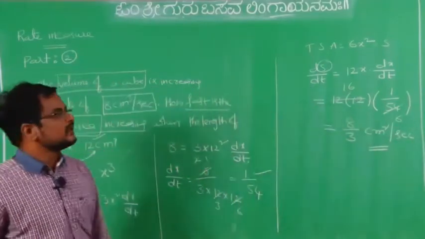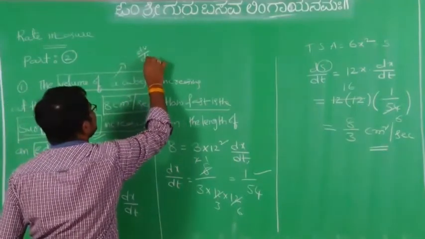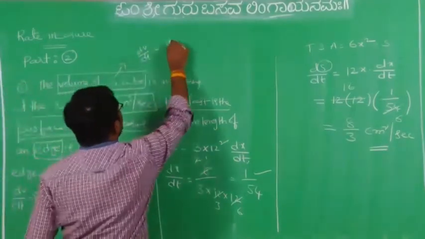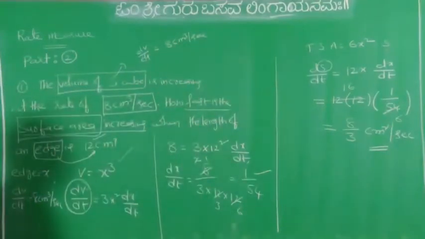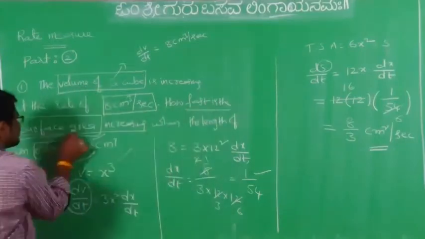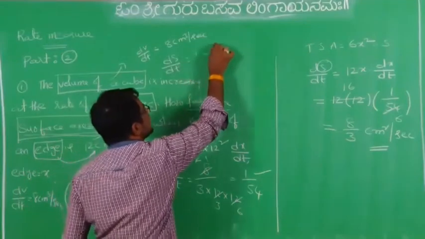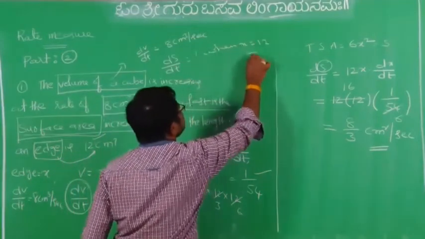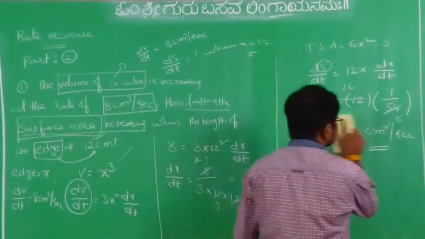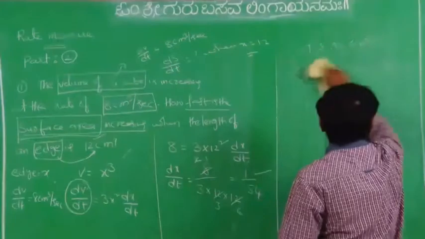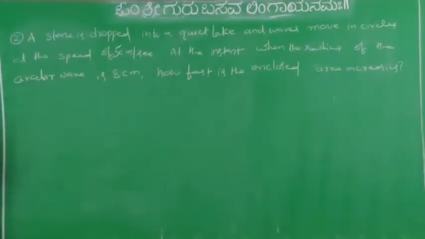So volume of the cube they given, once again see dV by dt given, that is equal to 8 centimeter cube per second. Then what they asking? How fast the surface area increasing, means dS by dt asking, when x equal to 12, that's it. So from the given problem, what they given, first you find out that one.